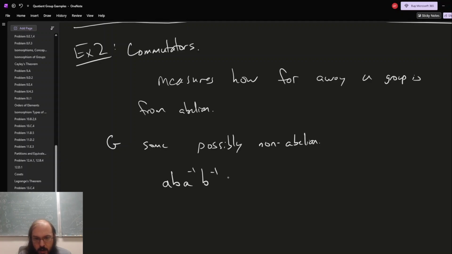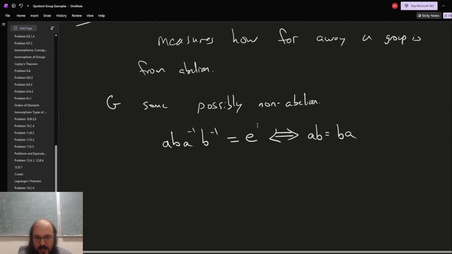Why would you want to think about this? Because these things are equal to E if and only if AB equals BA. You can see that by multiplying both sides on the right by B and then multiplying on the right again by A reverses the direction. And so the idea is if I have some general group G, it will usually not be the case that ABA inverse B inverse is equal to E, because most of the time group elements don't commute. However, if I could form a suitable quotient group, I could insist that this be equal to E by setting that quotient group to be the coset of the identity.